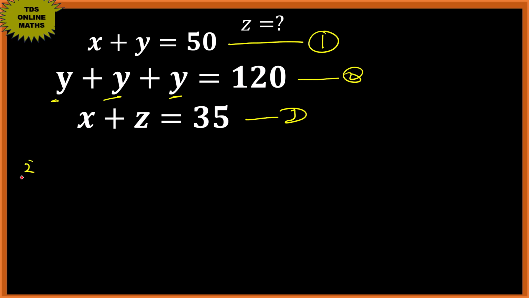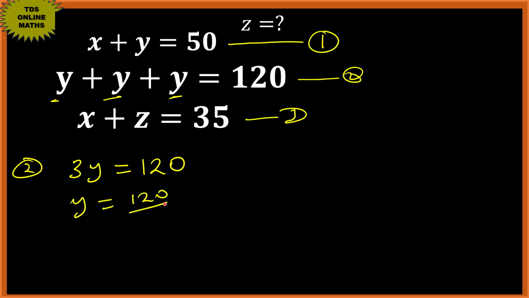So from 2, y plus y is 3y equals 120. Therefore, y is 120 on 3, which is 40. So knowing y means that we can solve x here.